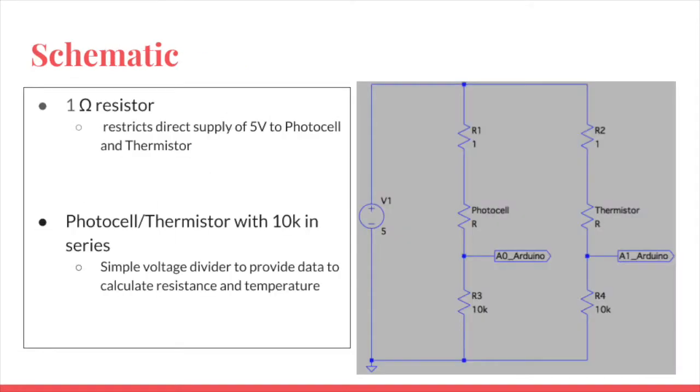For our schematic, it's simply a voltage divider. We have a parallel connection with a photocell and thermistor respectively. The 1 ohm resistor keeps the photocell and thermistor from being given a direct 5 volts. After that, it's just a simple voltage divider where we're interested in using the voltage at nodes A0 and A1 to utilize in our calculations.